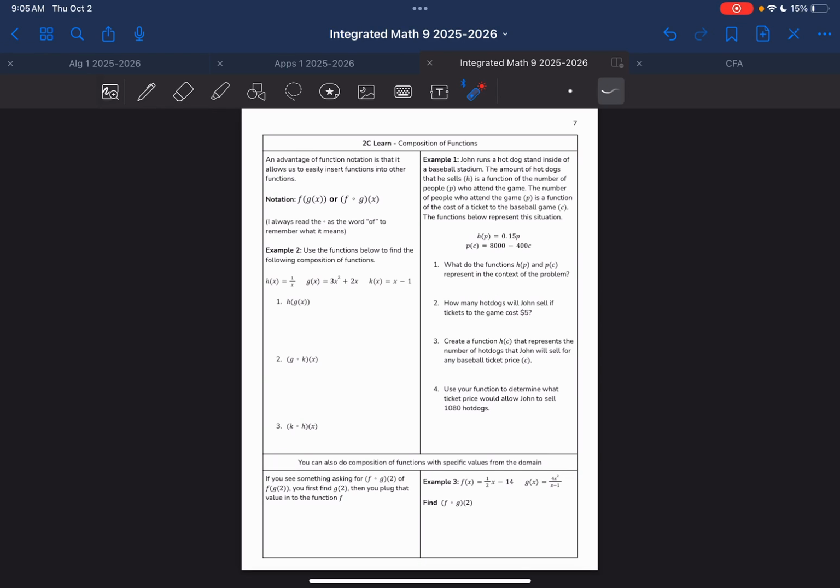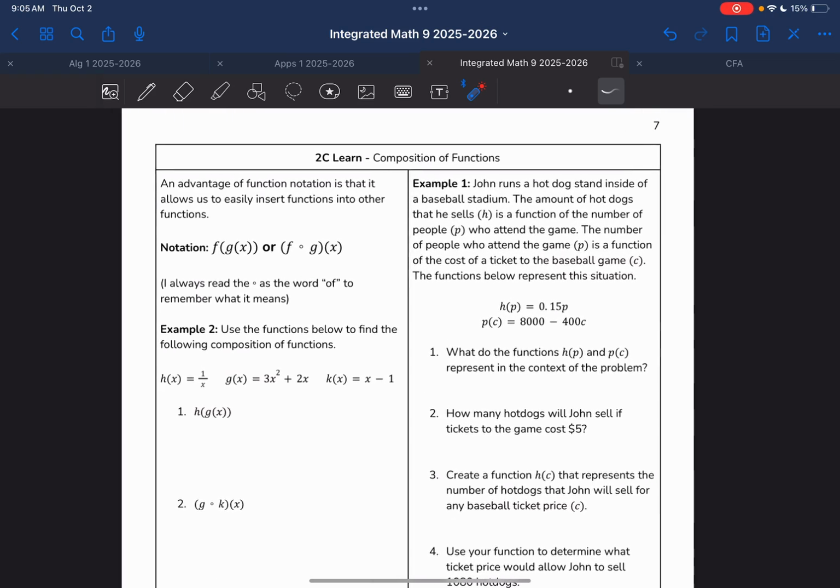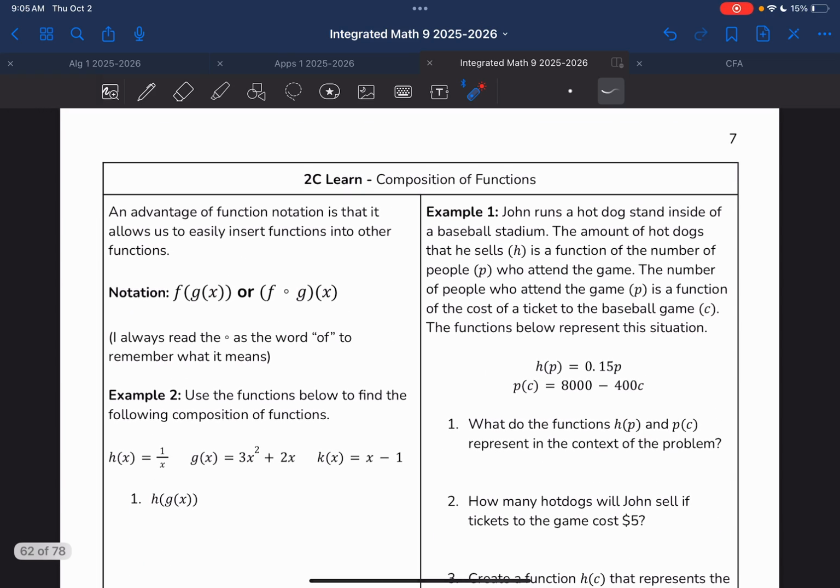Okay, so in this video, I'm going to be going through page 7 of the notes packet. I'm going to start with example 1 up here because I think it's the most intuitive introduction that we have. And that says, John runs a hot dog stand inside of a baseball stadium.